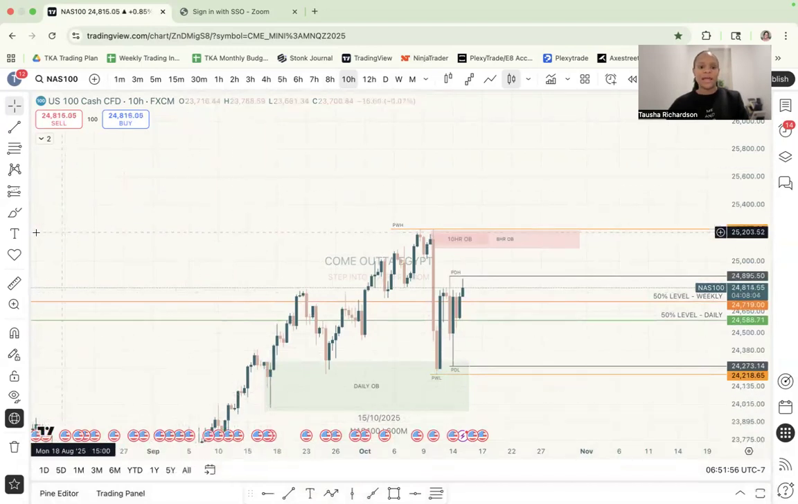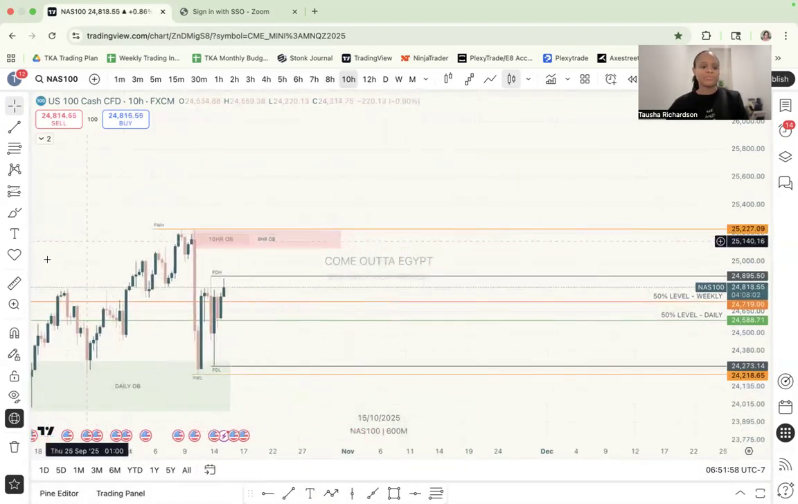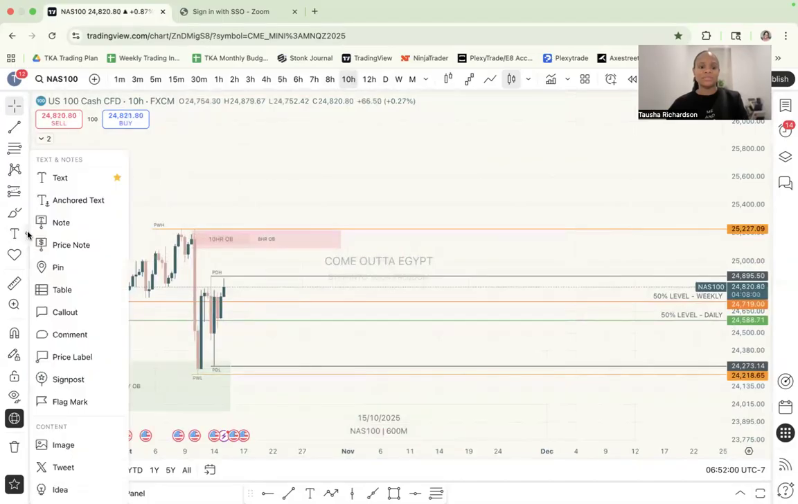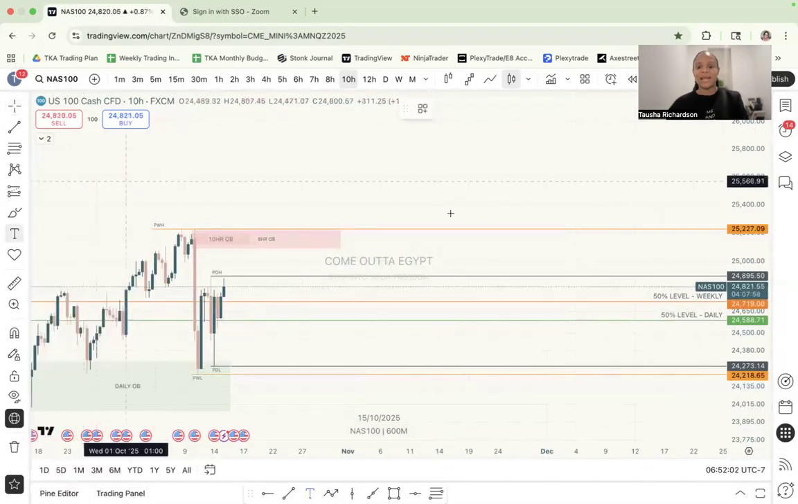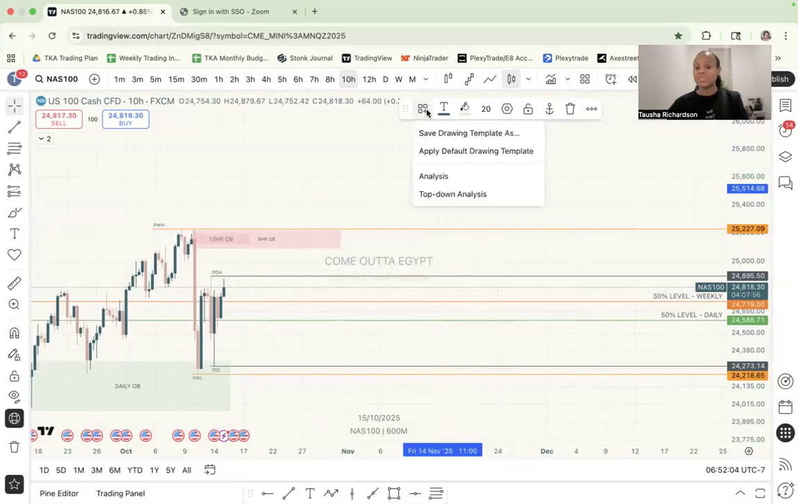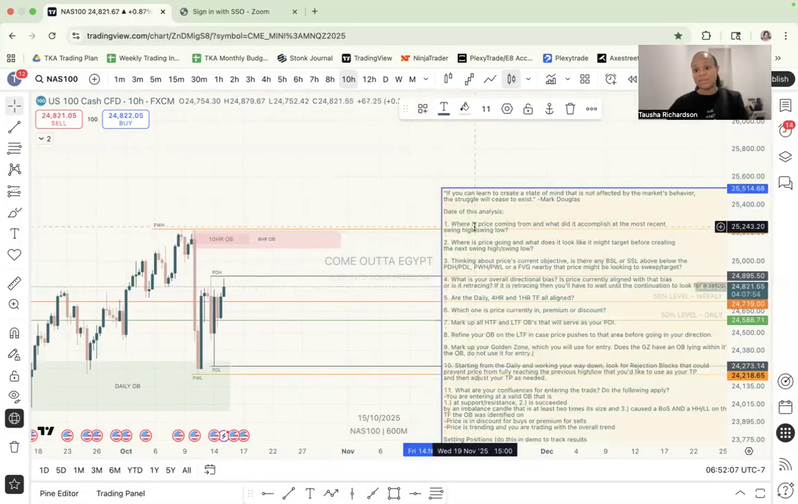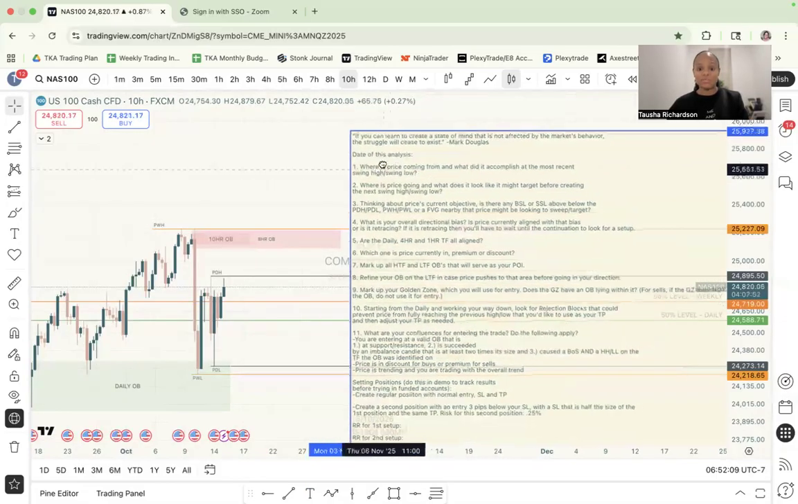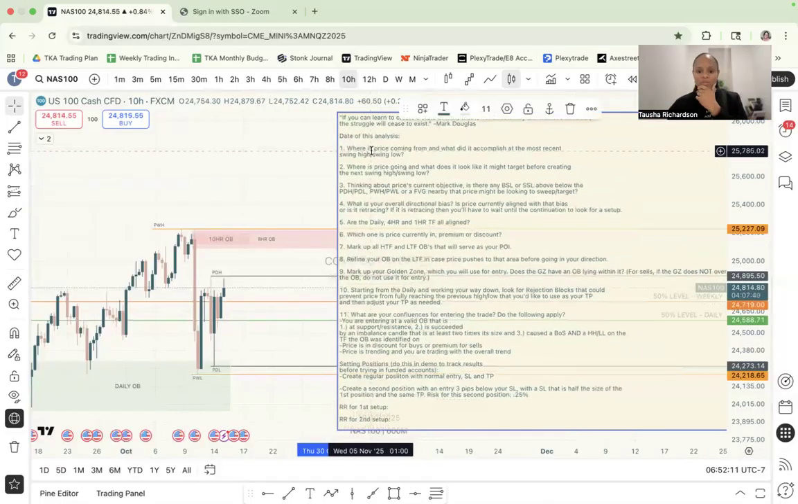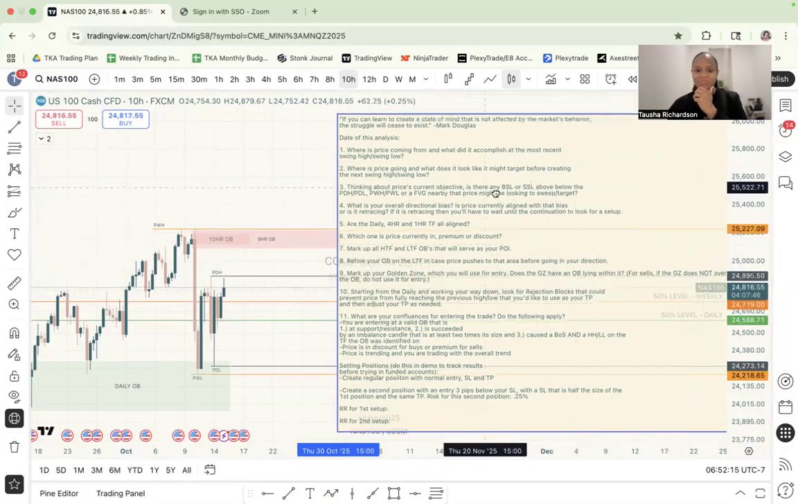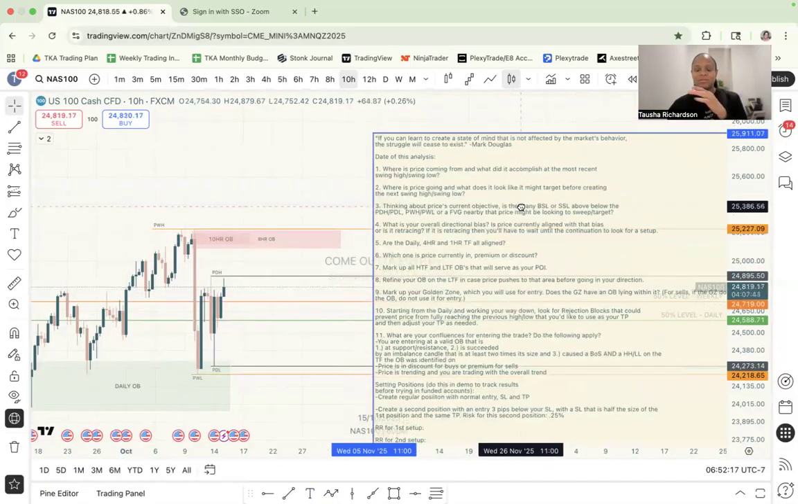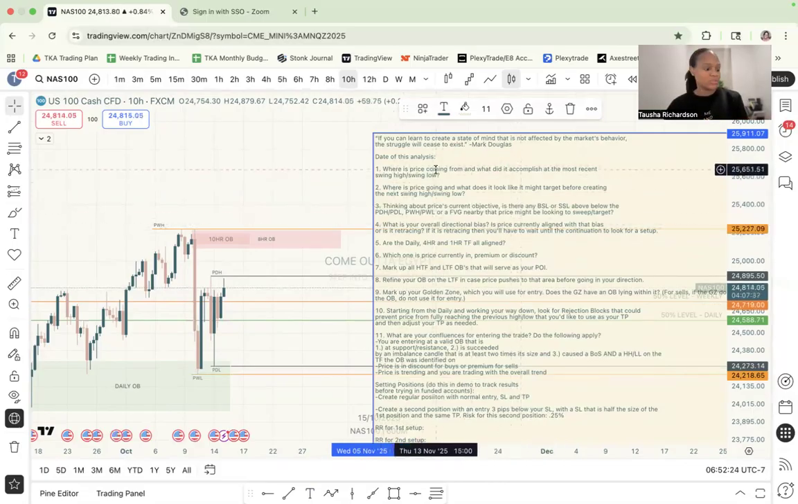Okay, so I actually have all of the steps for my top-down analysis saved as a template because I literally do the same thing every time. I'm looking for the same thing every time. Hopefully this is not too small for you all to see. If it is, I will be reading the questions out loud as I go along. Feel free to write them down if that's what you want to do.